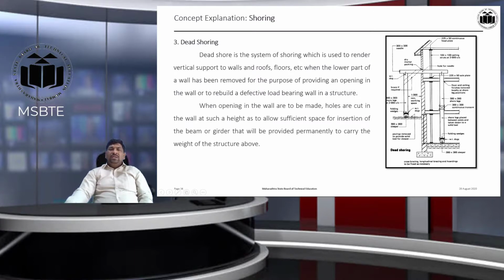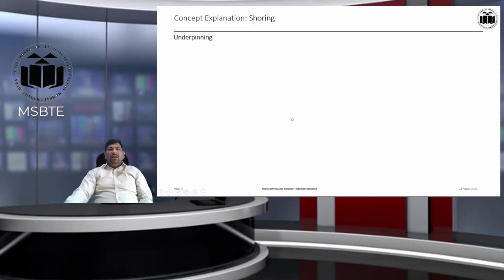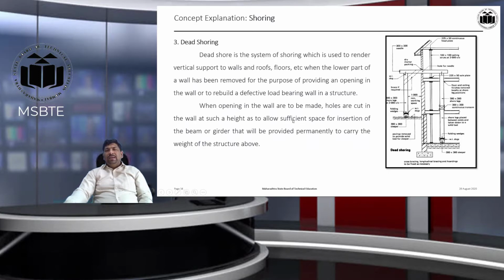So this is how we use the shoring system as a temporary structure for maintenance or repairing work. When openings in the wall are to be made, holes are cut in the wall at such a height as to allow sufficient space for insertion of the beam or girder that will be provided permanently to carry the weight of the structure above. So you can see here a hole is made and a beam is inserted there. Like this we can do a particular work in the case of shoring.